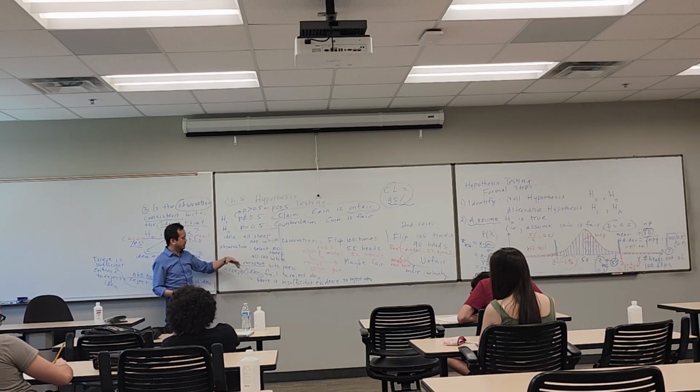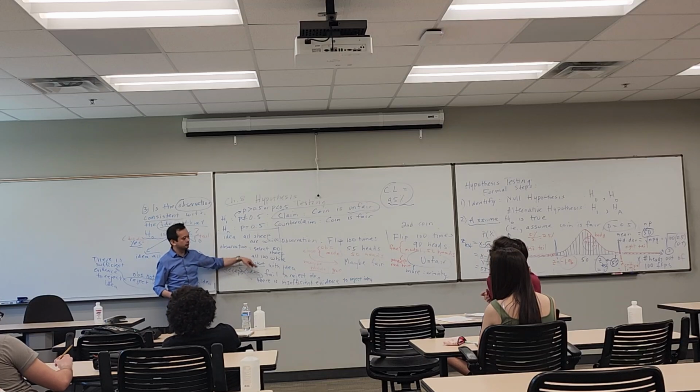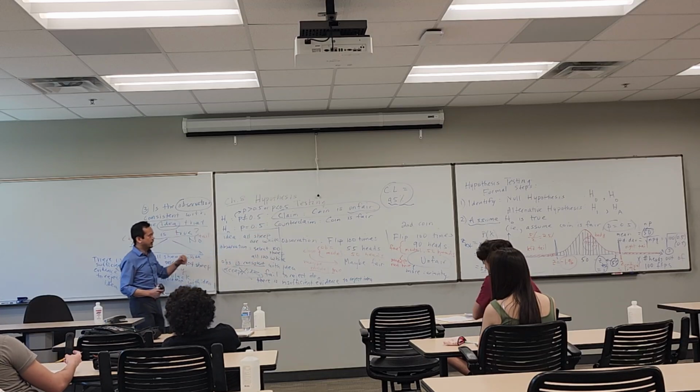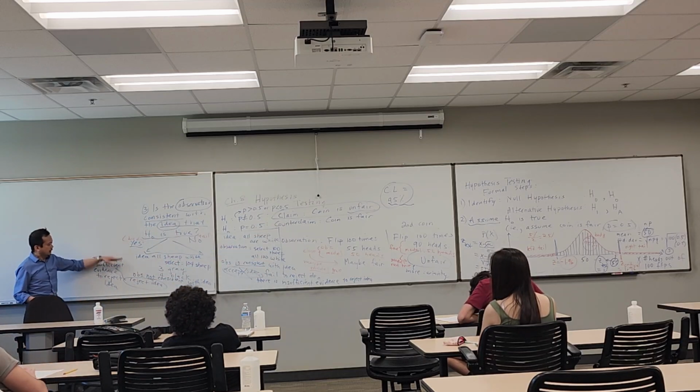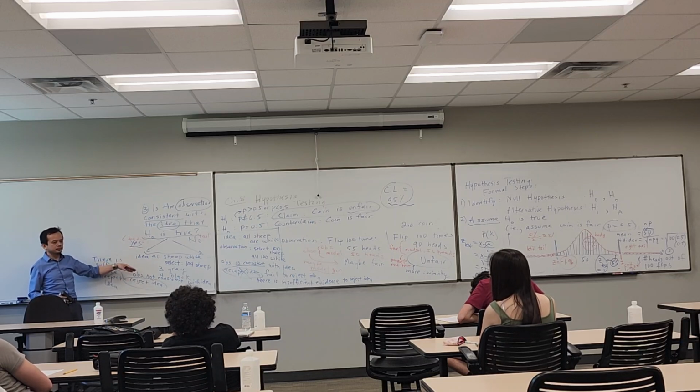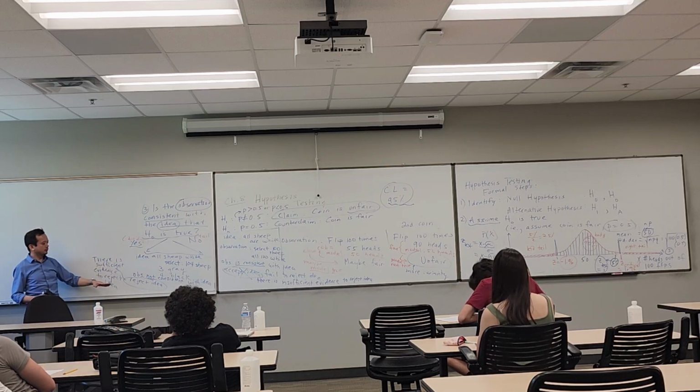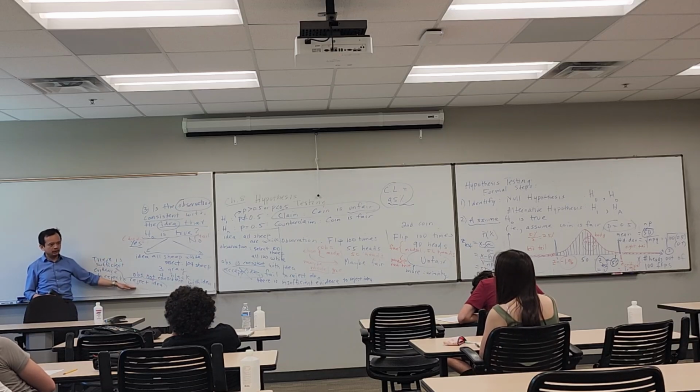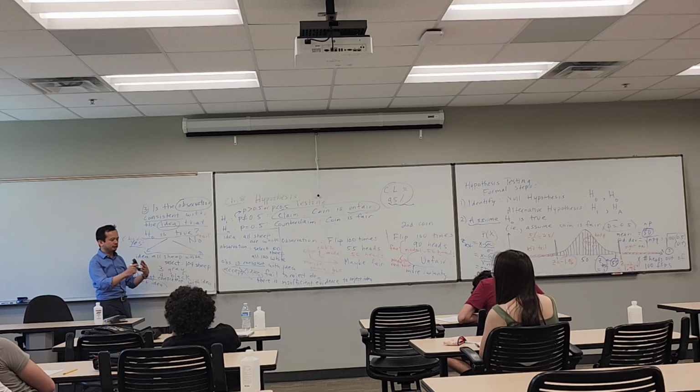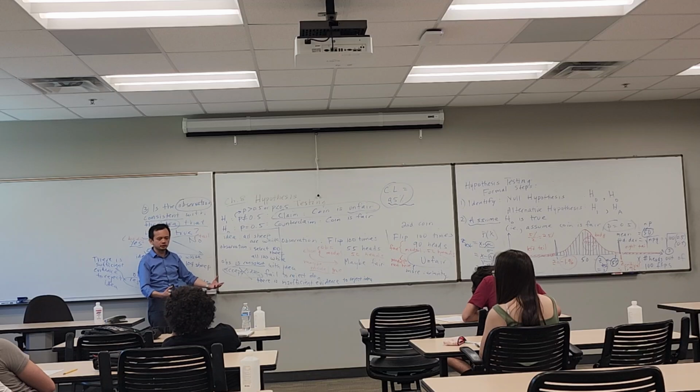So, in one case, if the observation is consistent with the idea, we make a weak conclusion. If the evidence does not support the idea, if it's inconsistent with the idea, then we can make a very strong conclusion. So, why is there that difference? Why can we make a strong conclusion if it's not consistent, but only a weak conclusion if it is consistent?